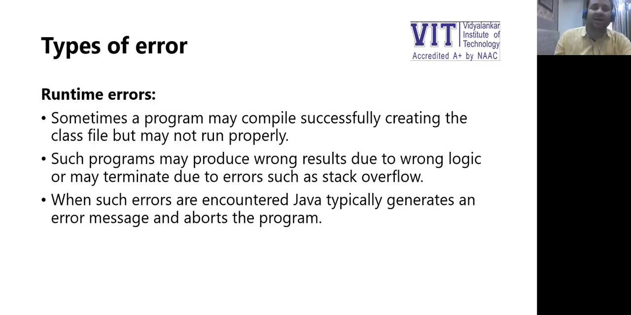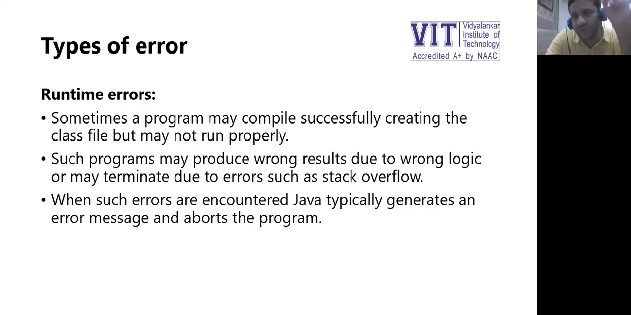Now there is something called a runtime error. Runtime means the compiler will not be able to identify them, because these problems arise in my program at runtime based on certain input or certain requirements which are made available at runtime only. The compiler will never be able to identify these problems at compile time. For example, sometimes a program may compile successfully creating the class file, the dot class file, but may not run. Such a program may produce wrong results due to some wrong logic, or may terminate due to some errors like stack overflow.